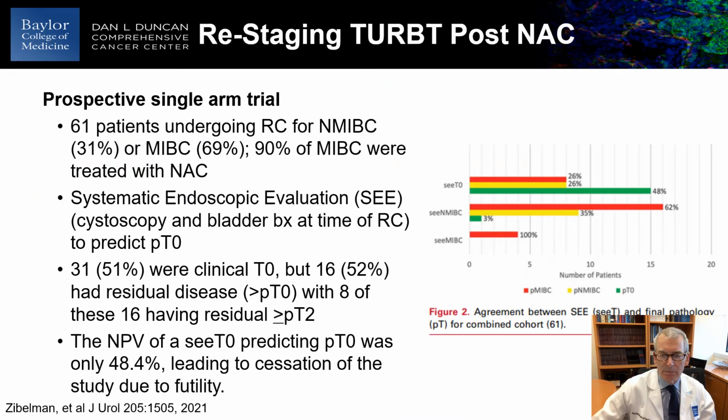So this is a great prospective single-arm trial from Fox Chase where they took 61 patients undergoing radical cystectomy and did what they describe as systematic endoscopic evaluation right before the cystectomy under anesthesia. So 31 of these patients, or half, were clinical T0, but half of these actually had residual disease, and a quarter of them had PT2 or greater. The negative predictive value of clinical T0 under these circumstances was only 48% for predicting pathologic T0, and they actually stopped the study because of futility.